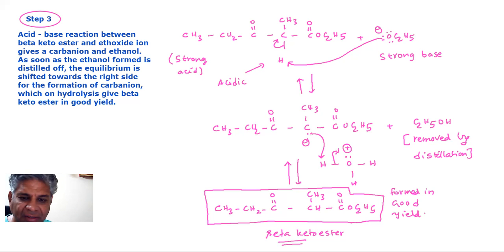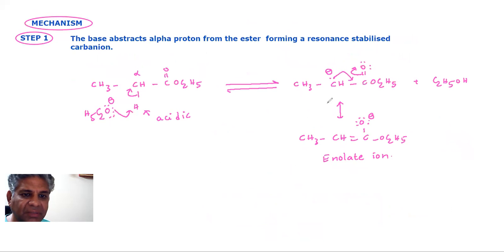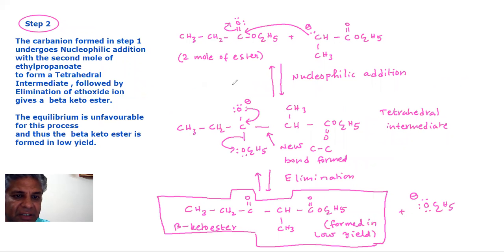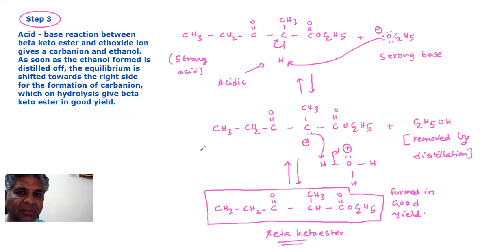I hope it is very clear to you. Just go through these steps. First step is the formation of a resonance stabilized carbanion. And then you can also write down the mechanism with the enolate anion if you want. You can write down the carbanion, or if you want, you can also write with enolate ion. The step 2 is an addition elimination step, which is a very important step. So the carbanion undergoes nucleophilic addition with the second mole of the ester, followed by an elimination gives beta keto ester. But this is formed in a low yield here, and therefore the third step is an acid-base reaction between the ethoxide ion and the beta keto ester.